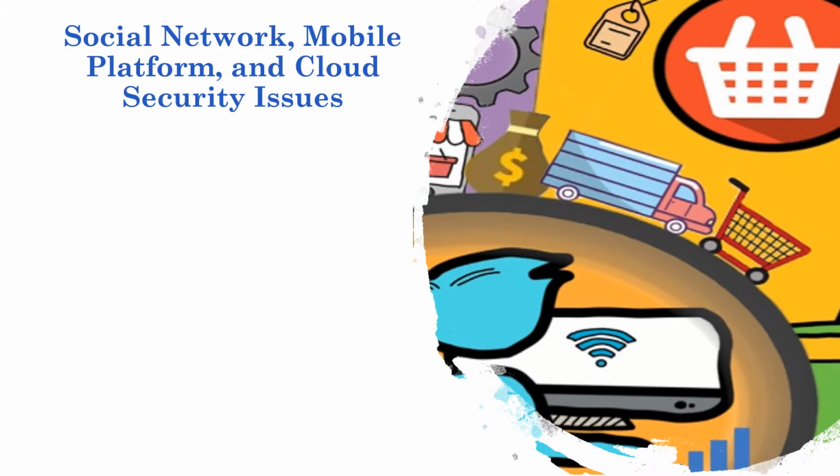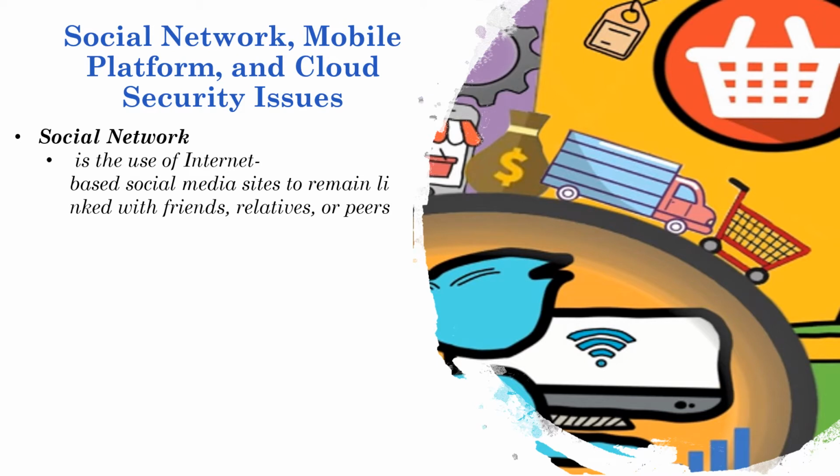So let us first define what social media, the mobile platform, and cloud security are. Social network: the use of the internet is based on social media sites which keep us linked with our friends, relatives, and peers. Social networking is used by advertisers to boost brand awareness and promote brand loyalty. It helps promote the voice and content of a company because it makes the business more visible to potential consumers and more familiar to current consumers.